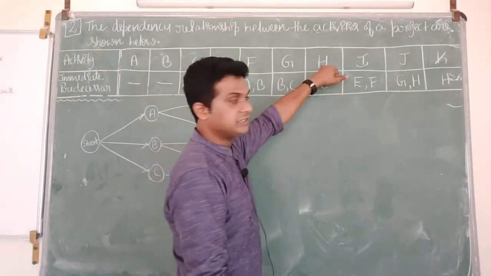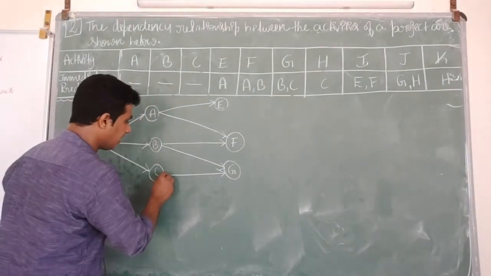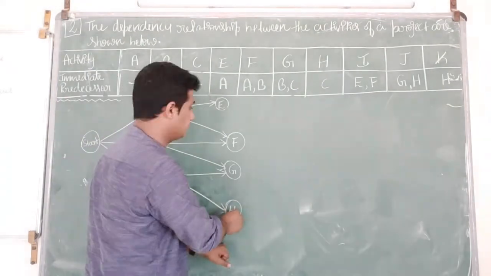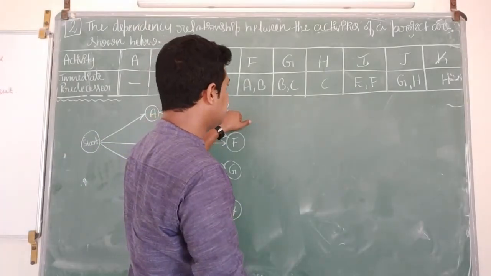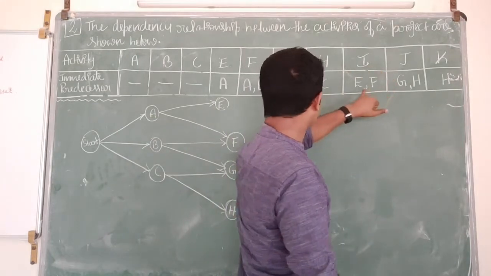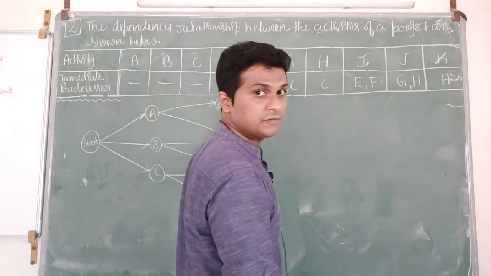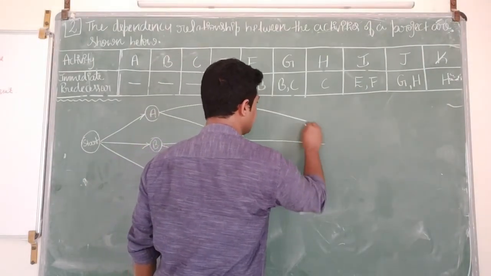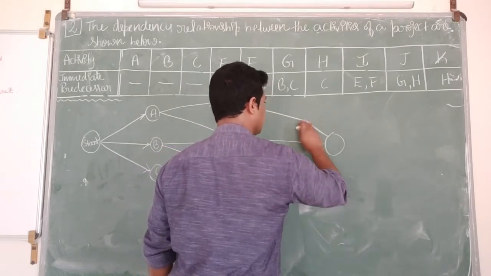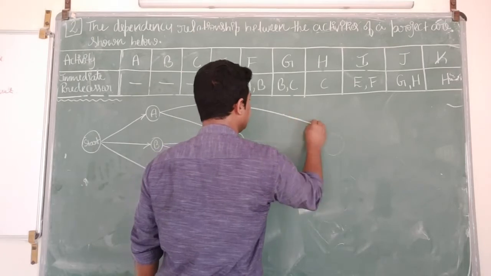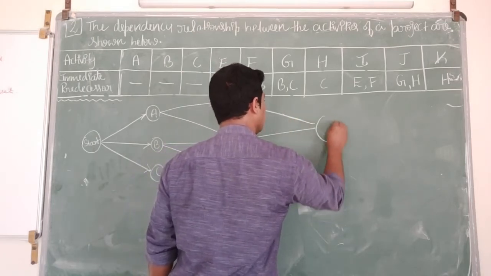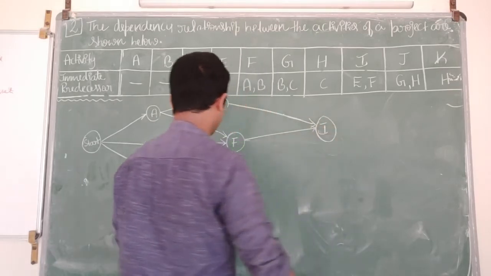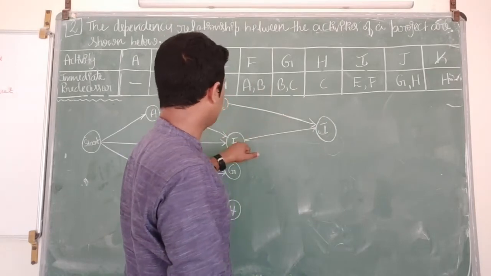Next activity is activity H. Activity H has to start after the completion of activity C, so it will start from this event onwards. Now the next activity is activity I, which has to start after the completion of E and F. After E and F are over, there will be one more activity, activity I.